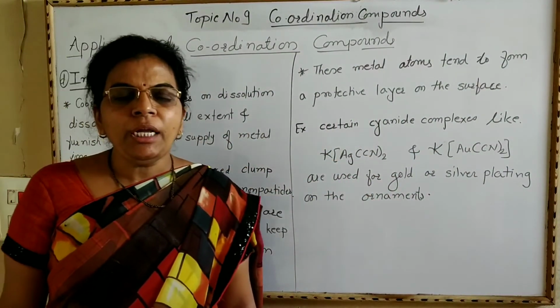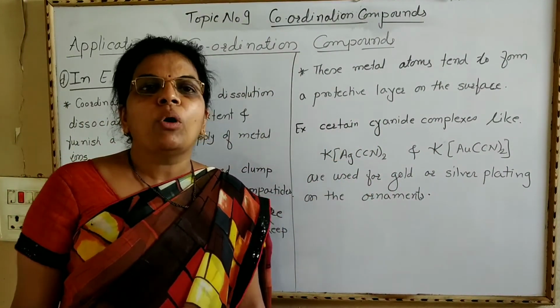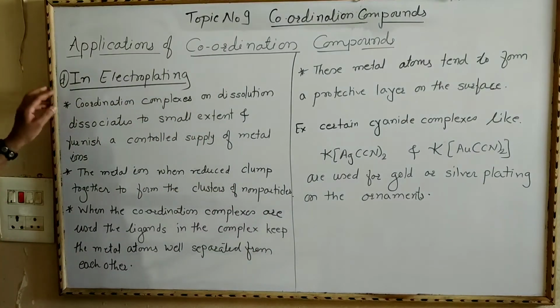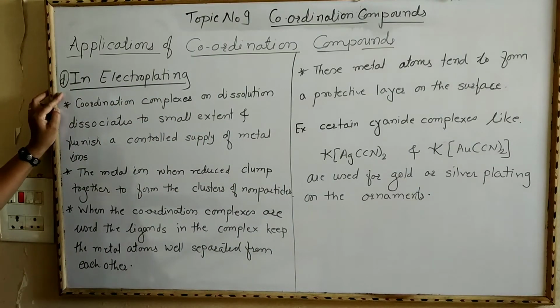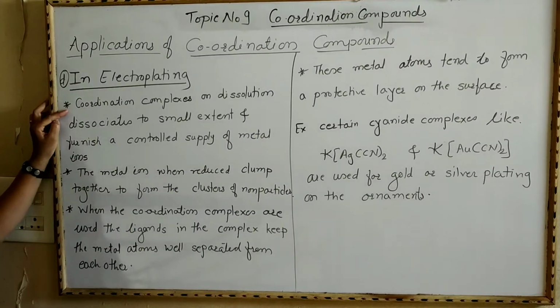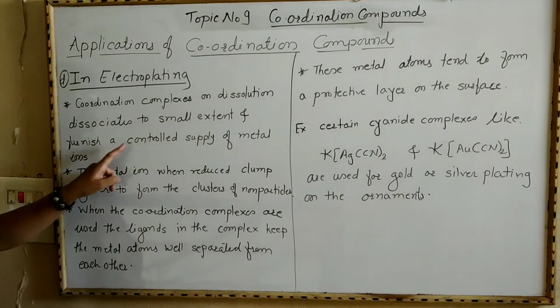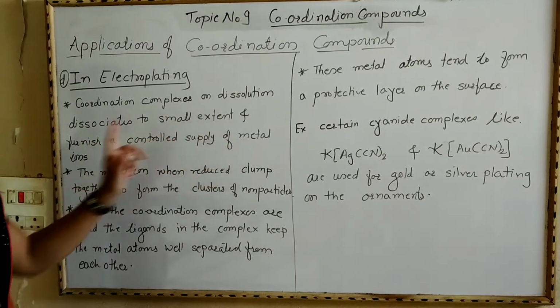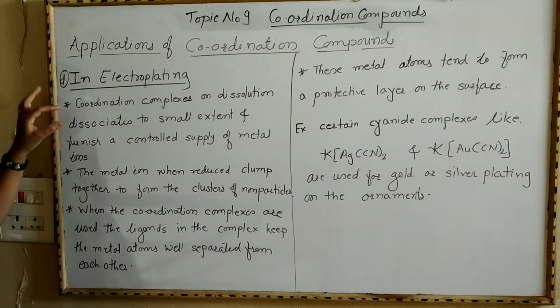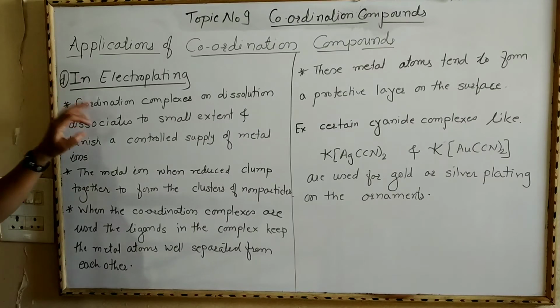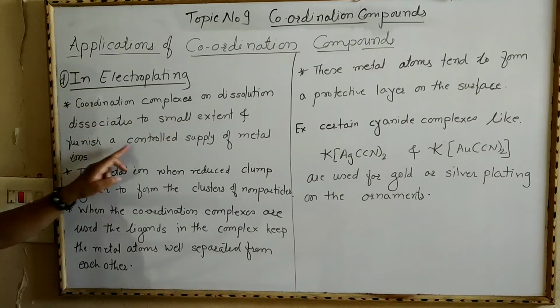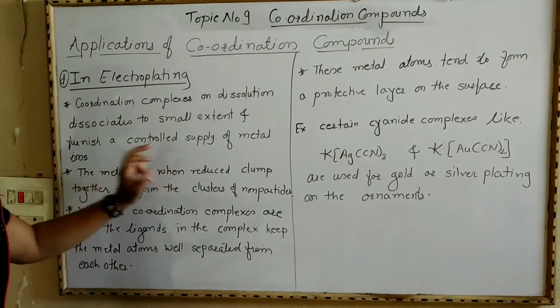Now we are going to see the last application of coordination compounds. These coordination compounds are used in electroplating. When these coordination compounds undergo dissolution, they dissociate to a small extent and furnish a controlled supply of metal ions.